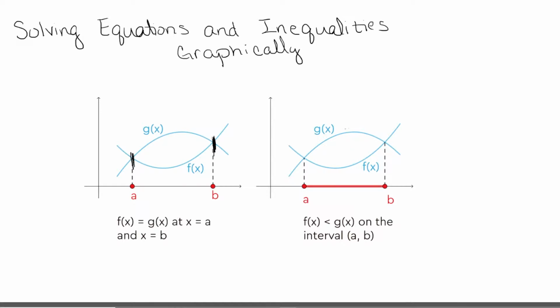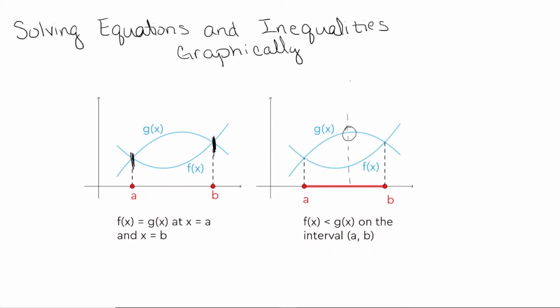For inequalities, I would graph the left side and graph the right side. And the greater than function is going to be the one that's on top vertically. If I were to draw a vertical line, it would be the graph that we intersect closer to the top rather than the bottom. And that would be our bigger than function. In this case, g of x is greater than f of x.